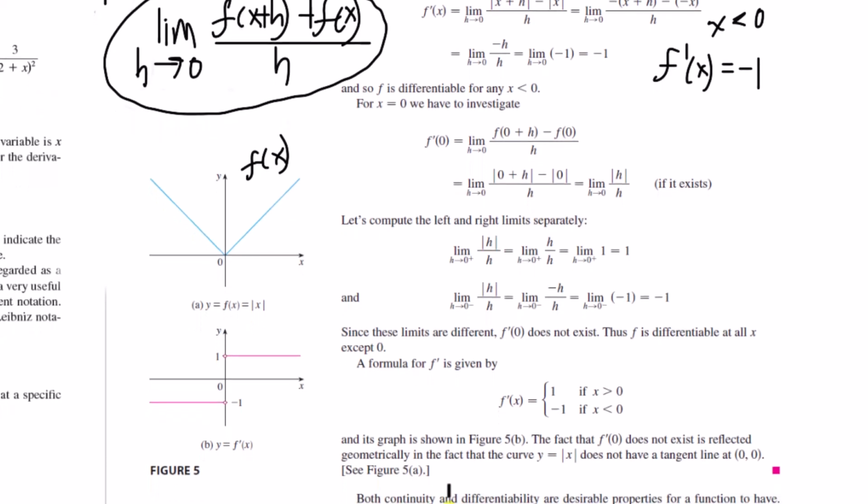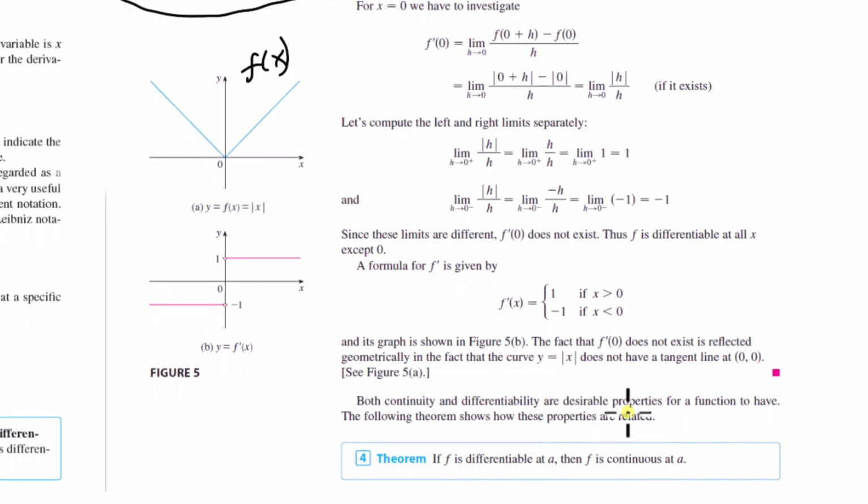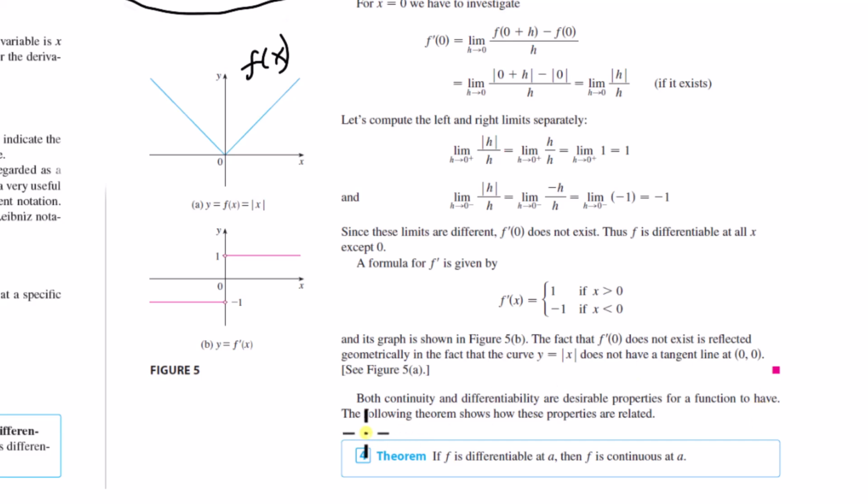Okay, so it says both continuity and differentiability are desirable properties for a function to have. The following theorem shows how these properties are related. If a function is differentiable at a point, then the function must also be continuous at that point. Interesting. If a function is differentiable at a, then it must be continuous at a. That must be the case. So they go through an official proof of this theorem on the next page, but we can sort of unofficially break this down here intuitively.